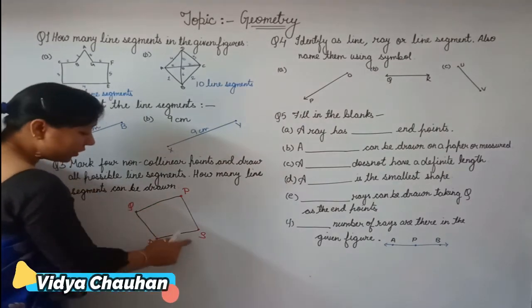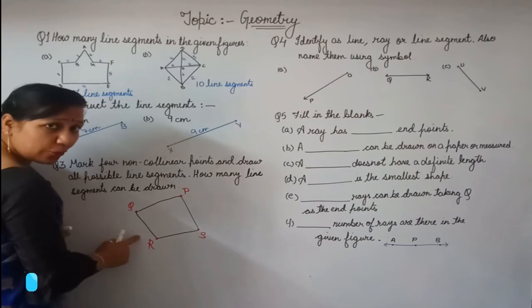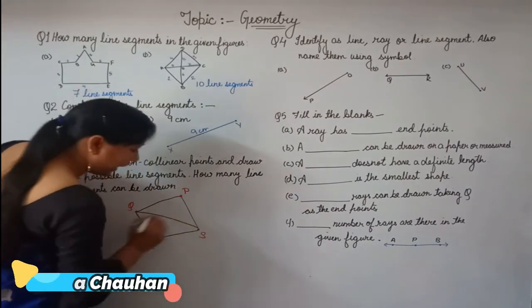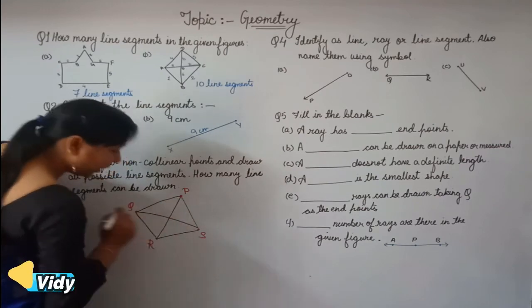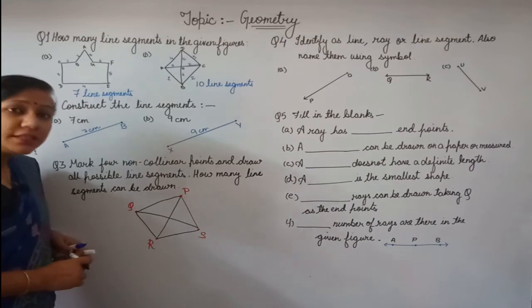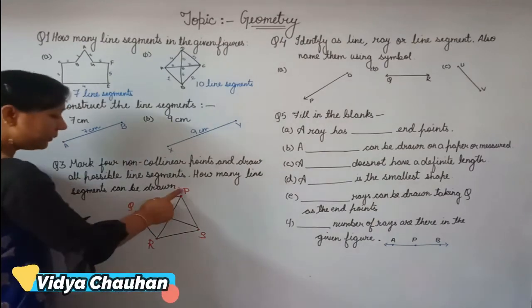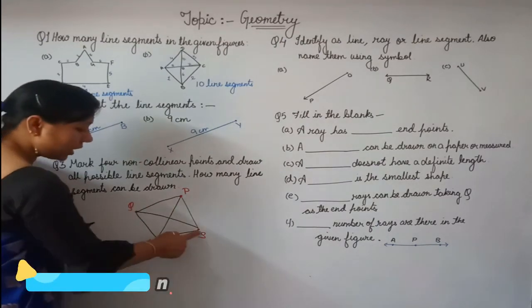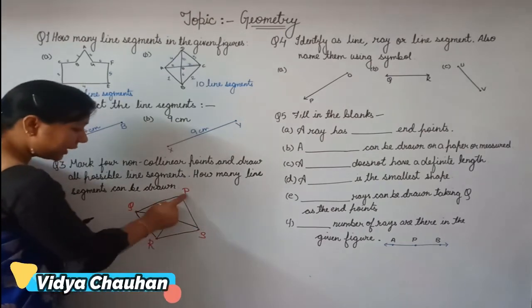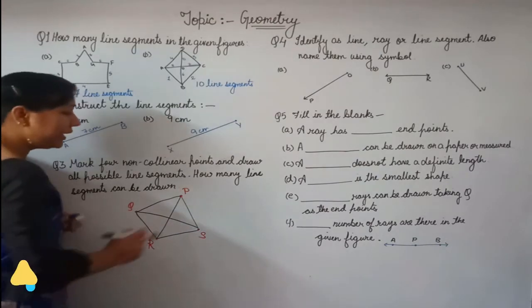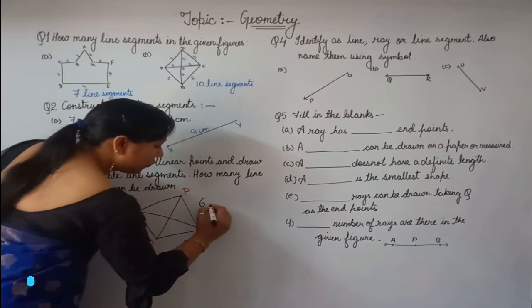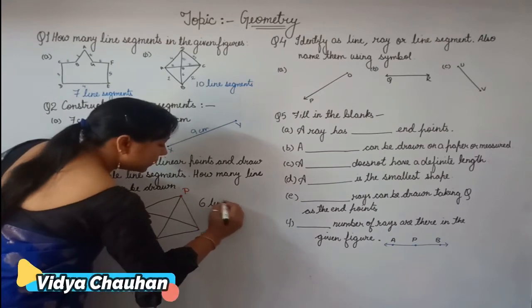So here I have drawn these all 4 points. Now is it done? No, because we can also join Q with S and P with R. So this is how we have drawn 6 line segments joining PQ, QR, RS and SP along with QS and PR. So how many line segments? It is asked that how many line segments we can draw. So we can draw 6 line segments.